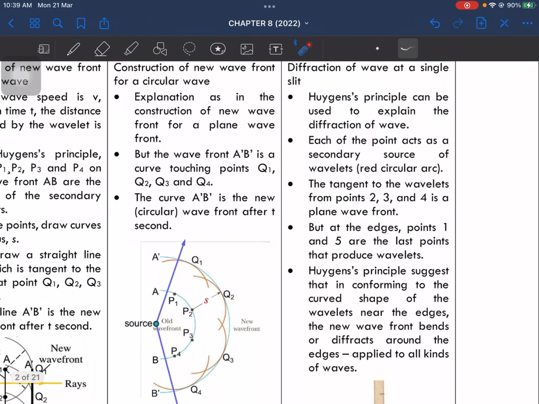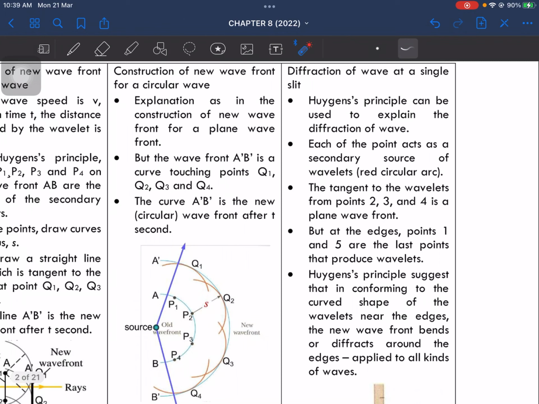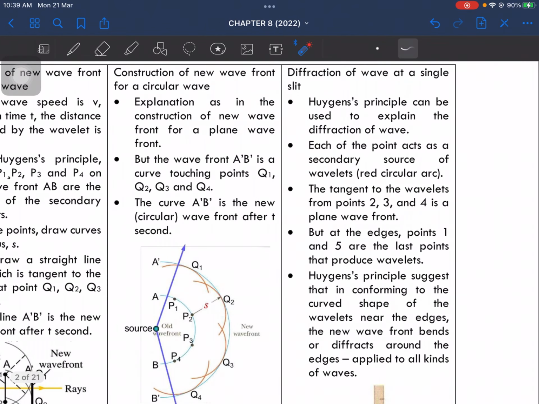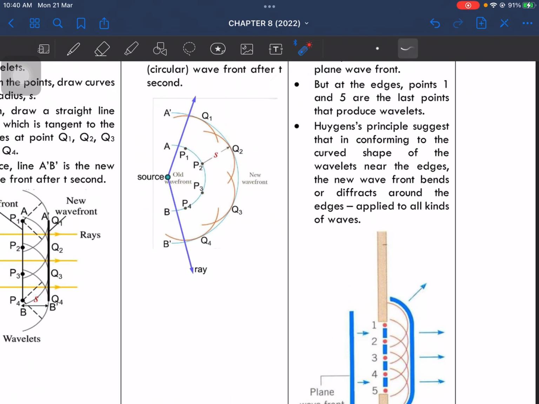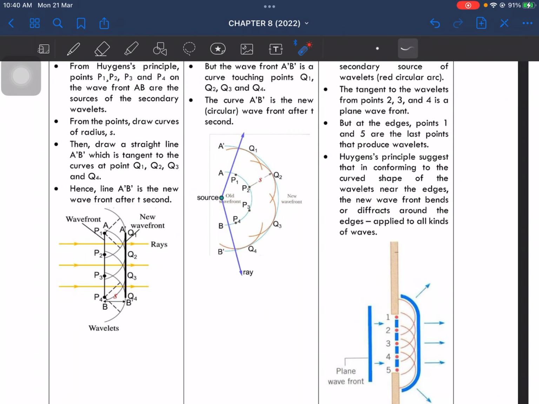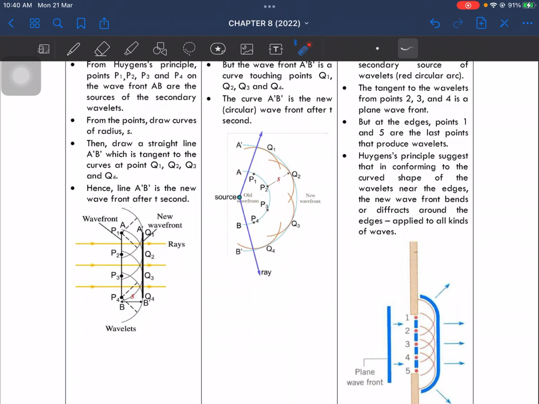Lastly, we can apply it for diffraction of a wave at a single slit. We know that Huygens' principle can be used to explain the diffraction of waves. Each of the points acts as a secondary source of wavelets. The tangent, which is this one, to the wavelets from points 2, 3, and 4 is a plane wavefront, which is here.